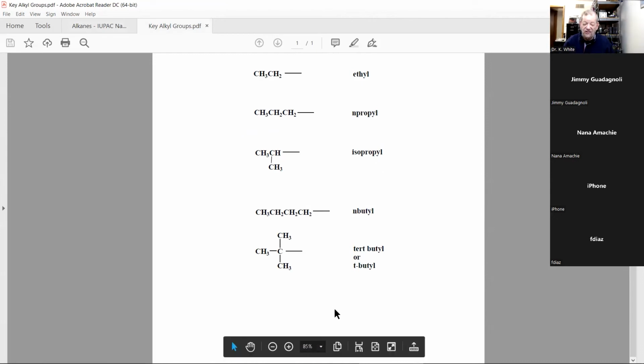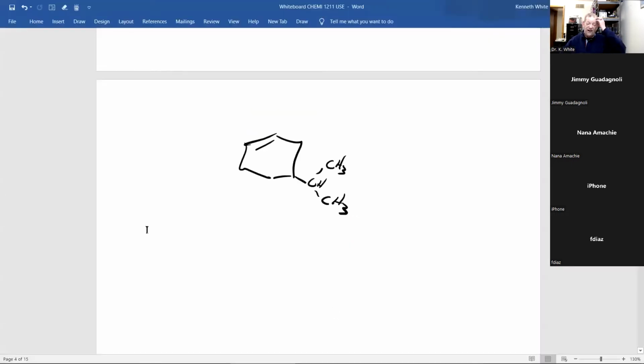Again, you won't have this chart when you take the test. That's called cheating. And I'll know. So remember, one of the carbons has to be 1, one has to be 2, and you do it in such a way that the alkyl groups have the lowest numbers.